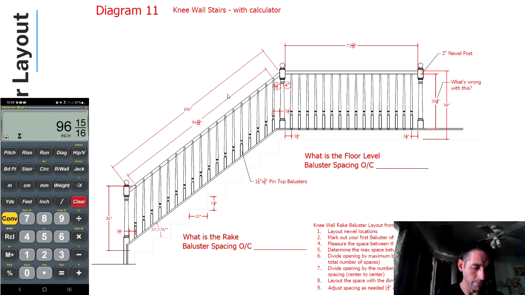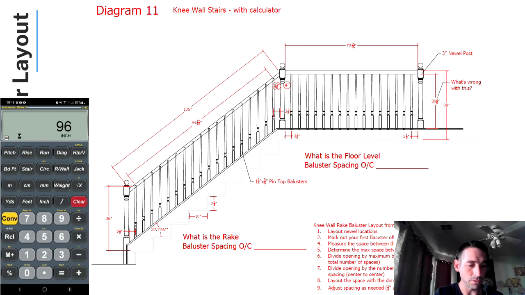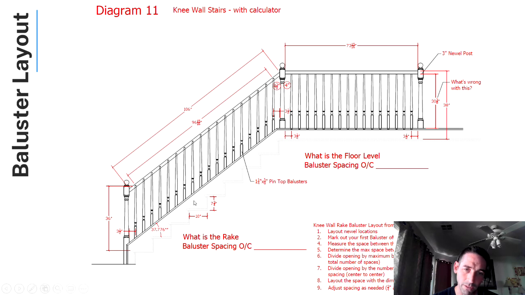So if I were to go 96 inch 15/16 divided by 5 inch and 11/16, it tells me I got 17 spaces, and we round up to 18. So I would take that 96 inch 15/16 divided by 18. So 5 3/8. So I would start here and I would mark 5 3/8, 5 3/8, 5 3/8, 5 3/8, and go all the way up. Okay, that's how you do that with a calculator.